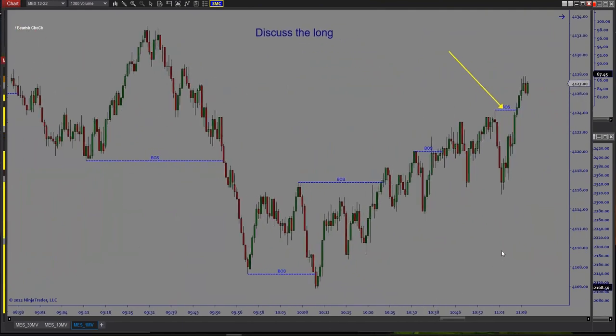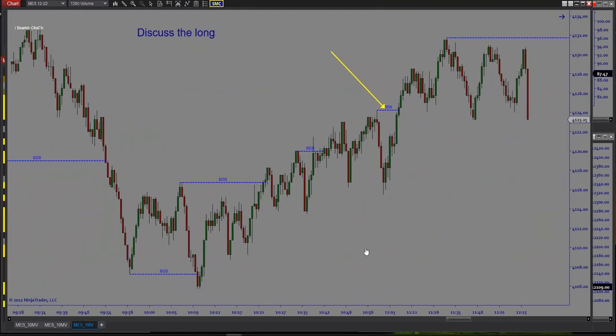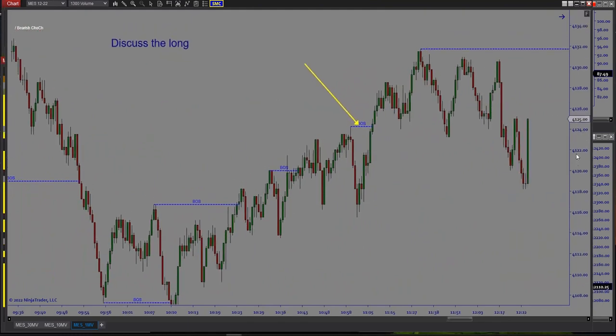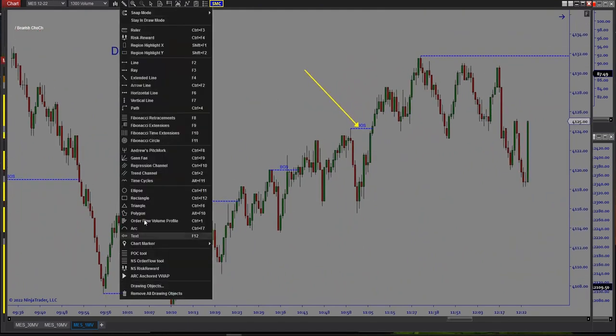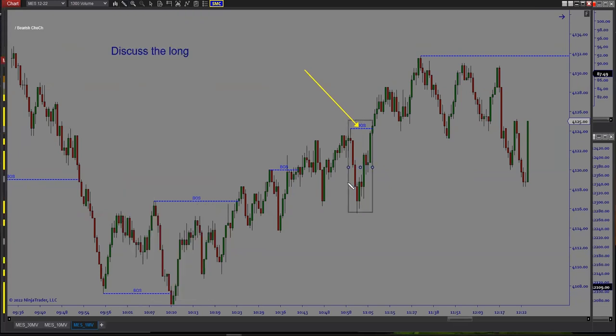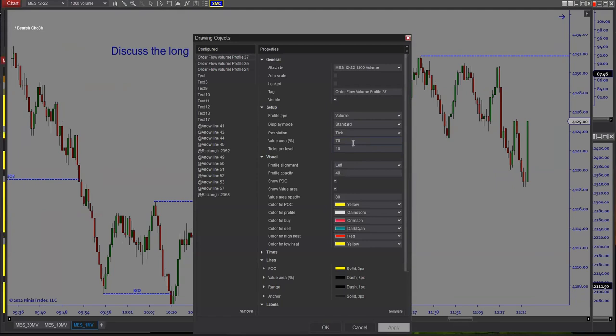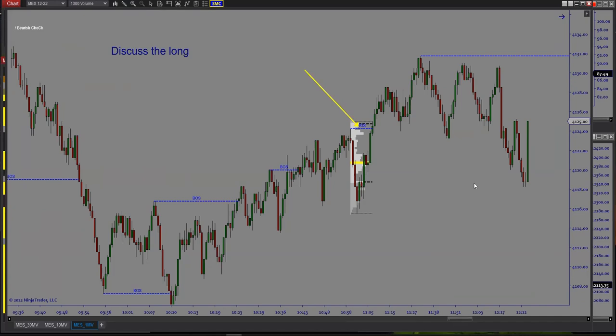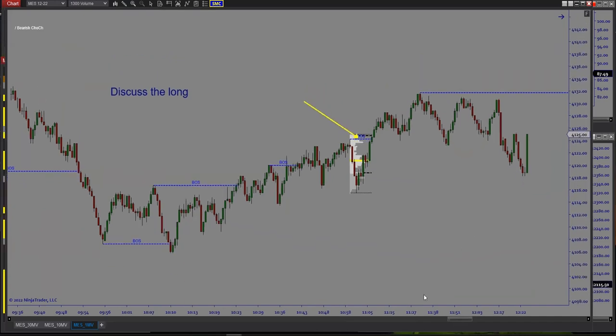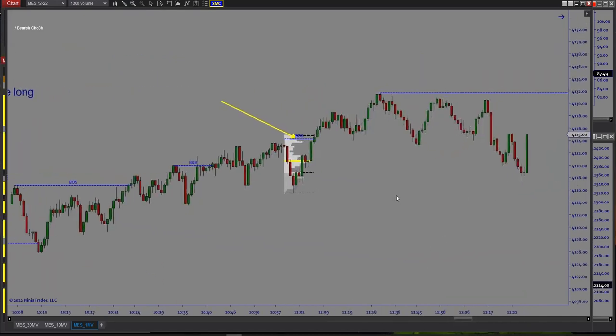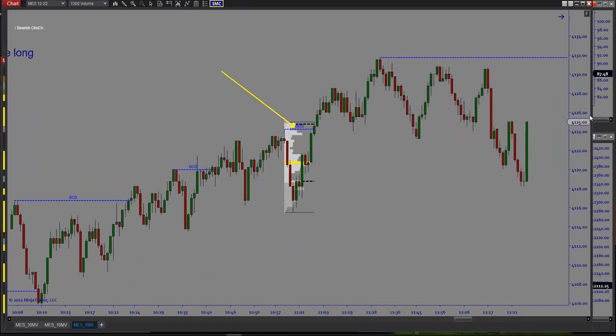We're going to discuss the long right here. Okay. I'm just using different examples on the break of structure here. We're going to discuss the long. This is a point of control. Okay. This is what we call a POC. When you get a point of control test, okay, there's 2 trades here.